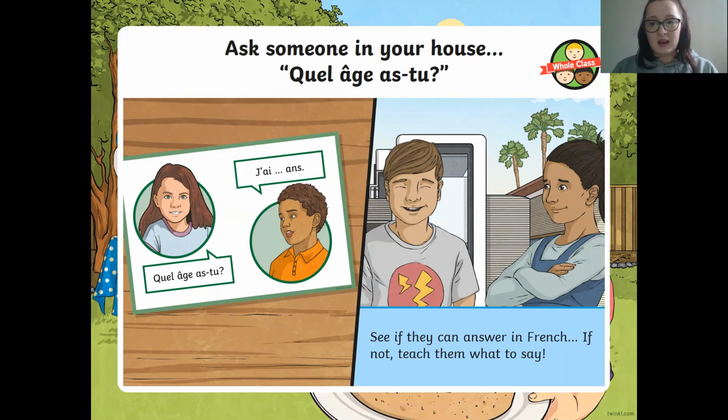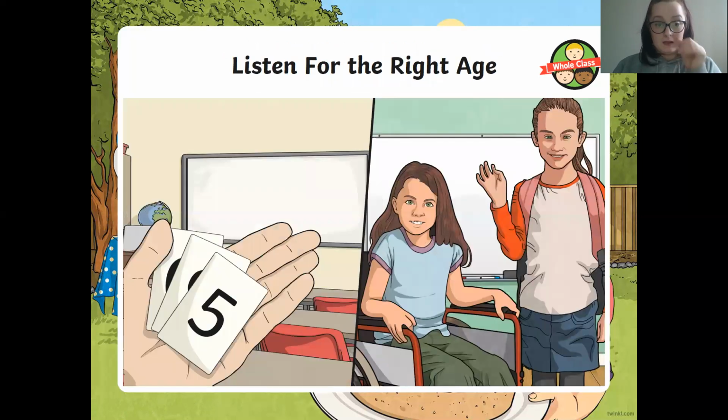Right, let's move on to the next part. So listen for the right age. What I'm going to do is read out 3 different statements all about different ages, okay? And I'd like you to try and figure out what each age is. Now, Miss Dunn is learning French at the same time as you. I am not French myself, so I am trying my hardest, and that's all I can ask you to do as well. So, are we ready?